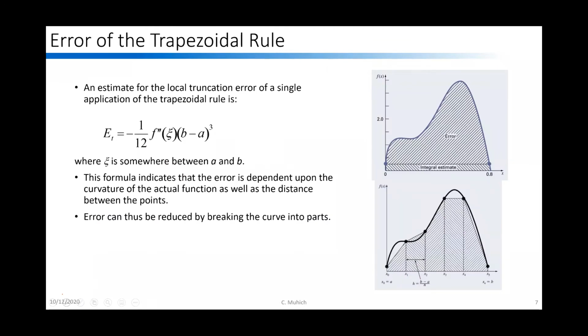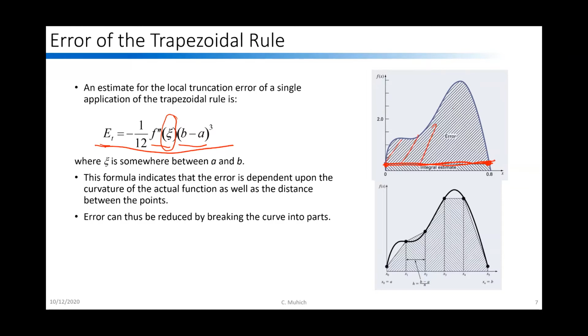Next, I want to talk about the error that's associated with this. We can estimate the truncation error using this formula here, where we can say for sure that the true error is -1/12 times the second derivative of our function at some point along the a to b range, times b minus a cubed. So let's say I'm taking this integral from here to here over this entire section.